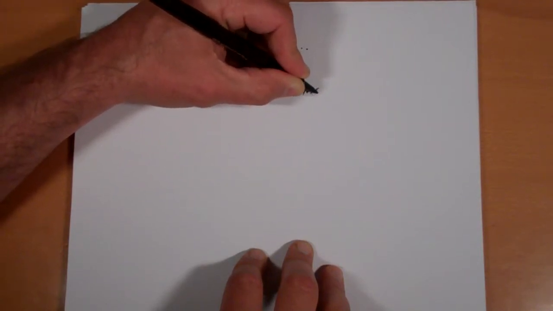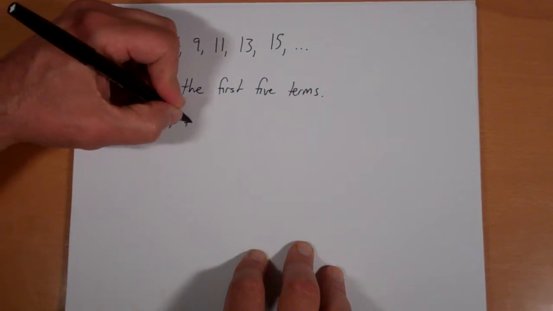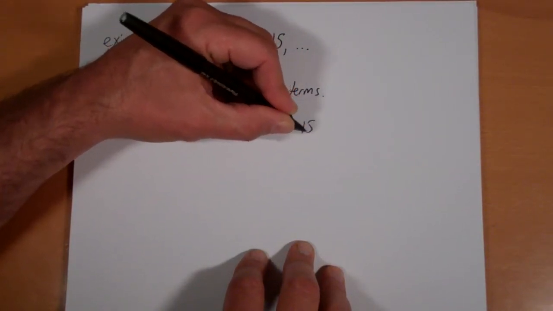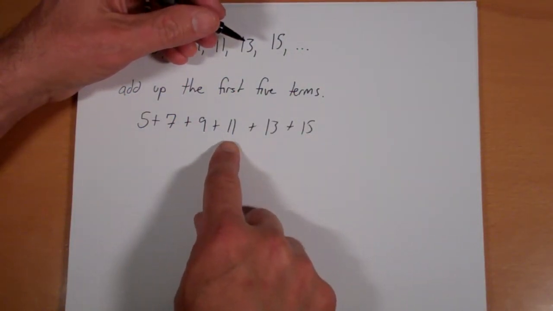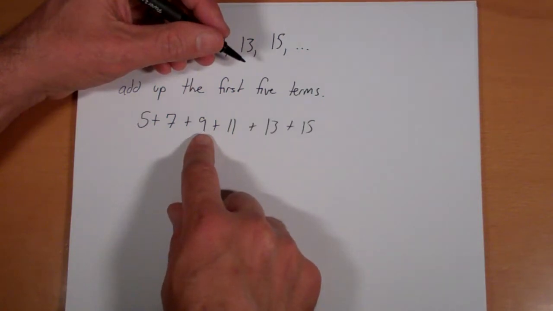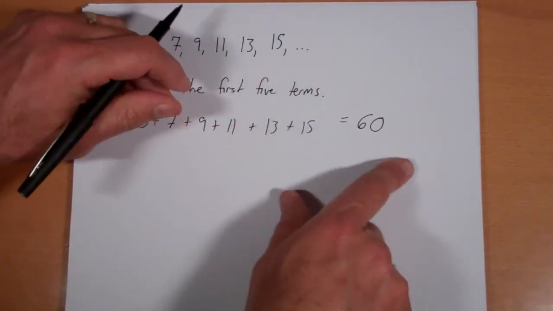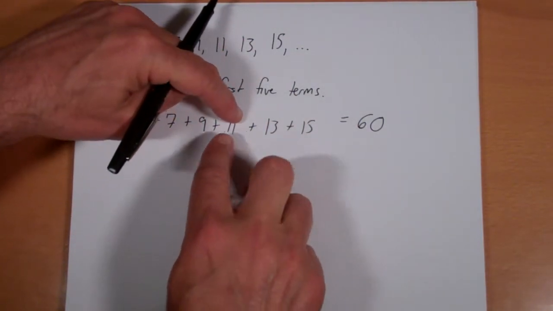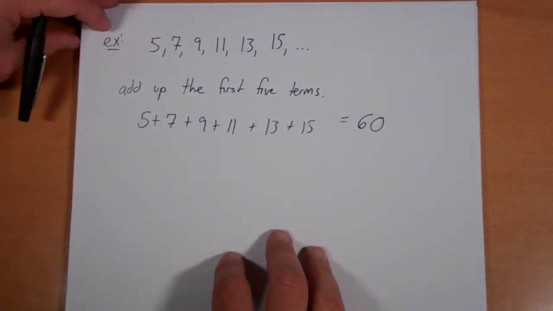If you want to add up the first terms, it's pretty easy. You just go 5 plus 7 plus 9 plus 11 plus 13 plus 15. That's 28, 39, 48, 55, 60. I don't have a calculator, so I'm not 100% sure that's right, but I'm pretty sure it is.